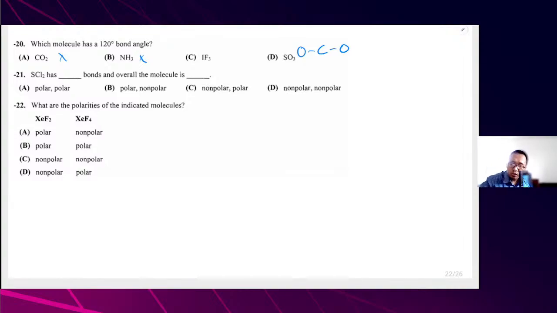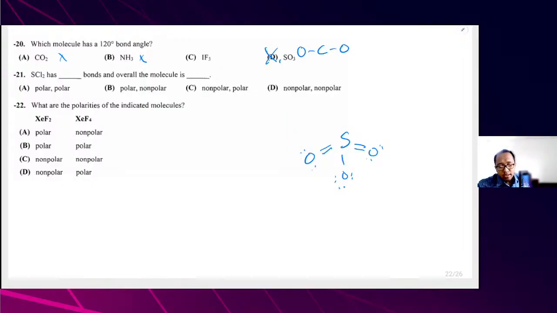How about the SO3? Oh, it has 2, right? Double bond. 1, 2, 3, 4, 5, 6. 1, 2, 3, 4, 5, 6, 7, 8. Okay, this is A. So this should be this one. There is no lone pair.